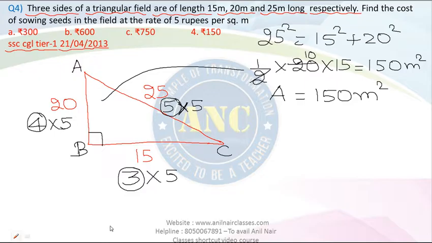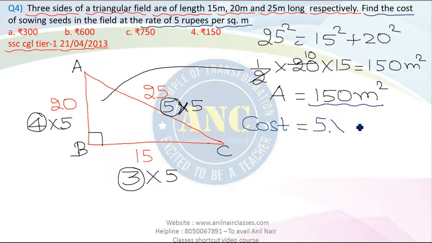seeds inside this triangular field, and they are saying that at the rate of 5 rupees per square meter, for 1 square meter it is 5 rupees. I will charge you 5 rupees for 1 square meter. So what will be the total cost for 150 square meter? For 1 square meter it is 5. For 150 it is 150 into 5. 150 into 5 is 750 rupees. Answer for this question is 750.